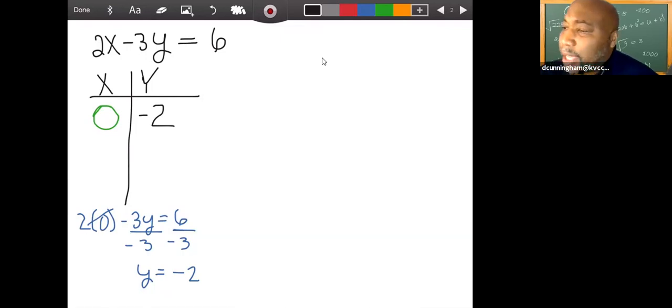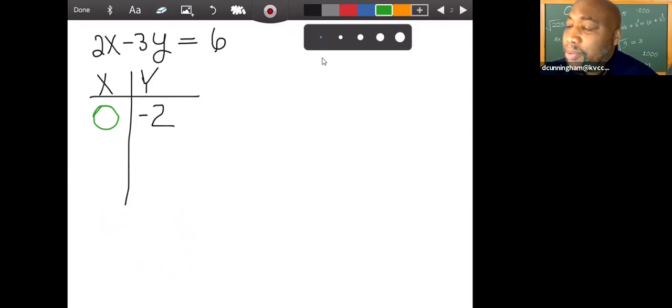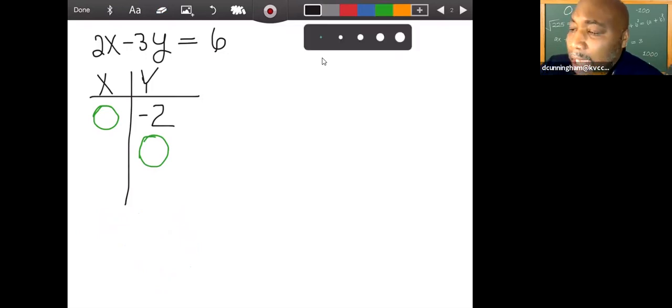Now, I'm going to erase that, and I'm going to use a different value. But this time, I'm going to put it in a different location. I'm going to use y. So let's put a value for y. I want to put 0. I like using zeros when I can. So what I'm putting in green is what I'm choosing. You can choose whatever value you want and solve for it. I tend to use 0.